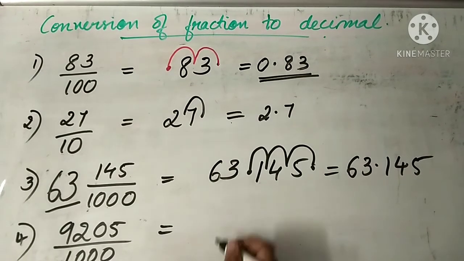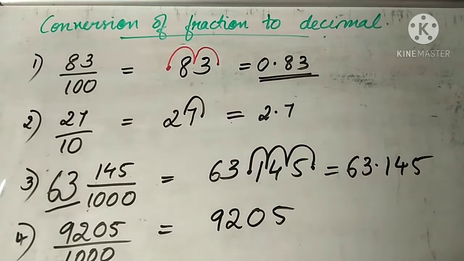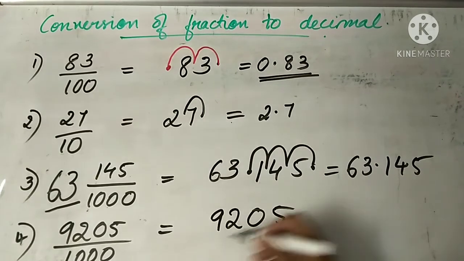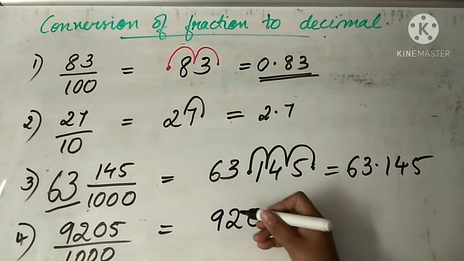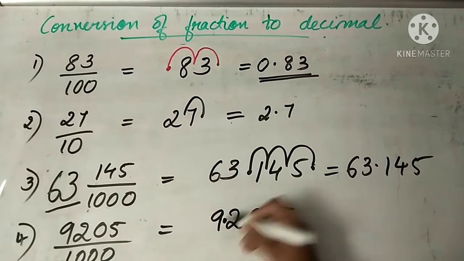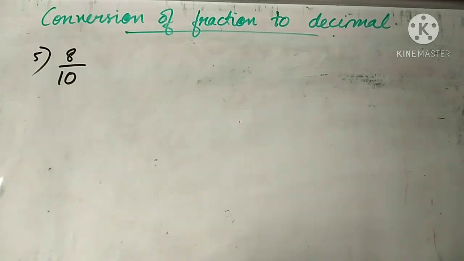Fourth question, 9205 by 1000. We write the numerator 9205 and count the number of zeros: 1, 2, 3. So after 3 numbers, we have to put the decimal point: 1, 2, 3. So the point is here. 9.205.